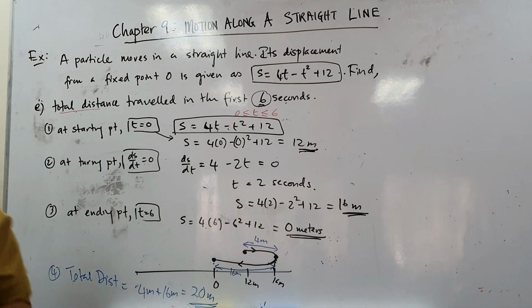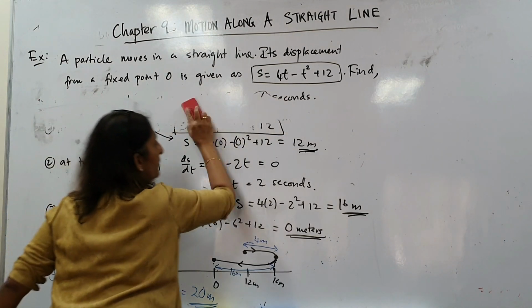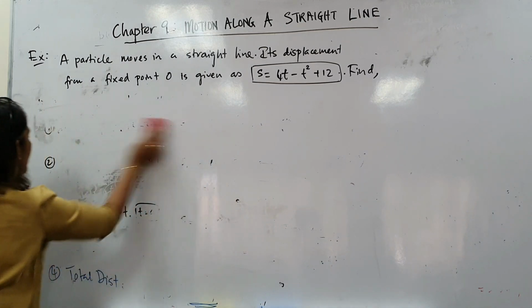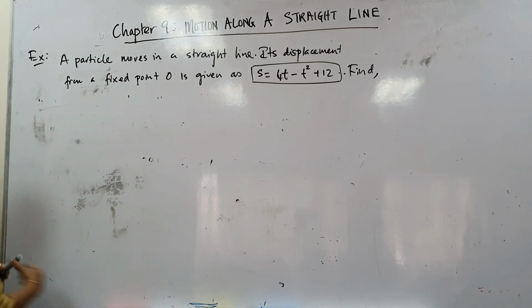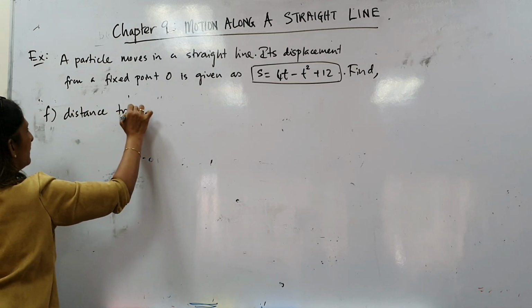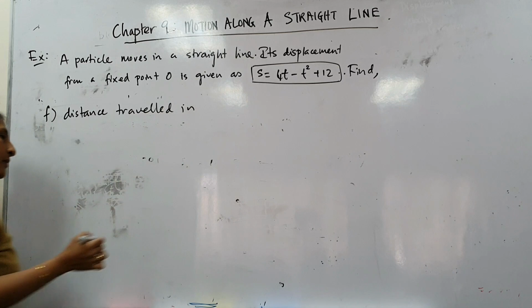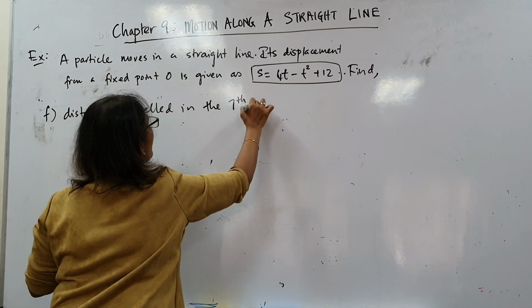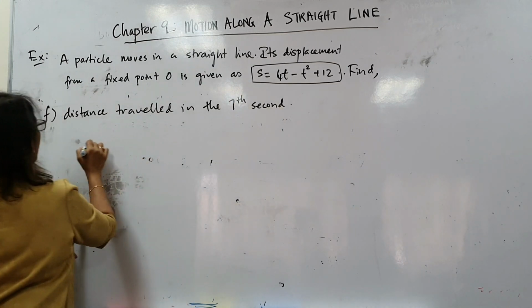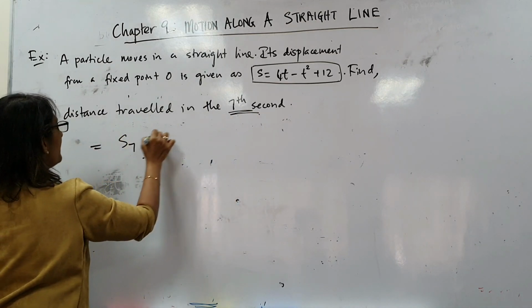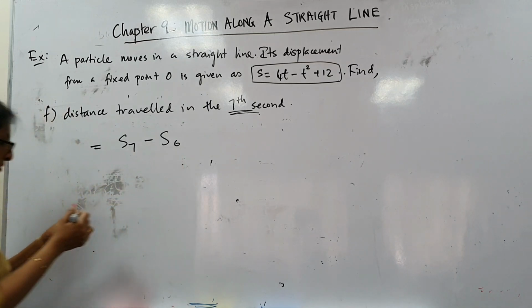And lastly, we go to the last part. So this is all done. And question F. Distance traveled in, let's say, the 7th second. Alright, this one, distance traveled in the 7th second. Only the 7th second, so it will be S7 minus S6. There's always one before it.